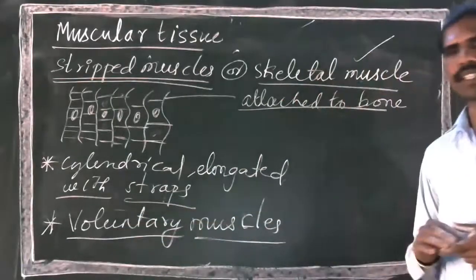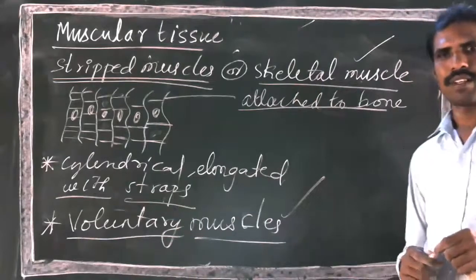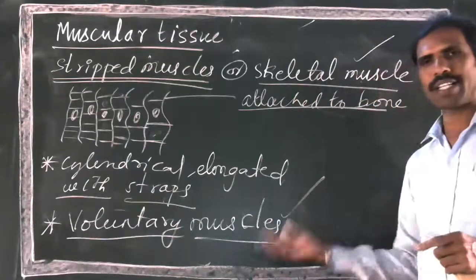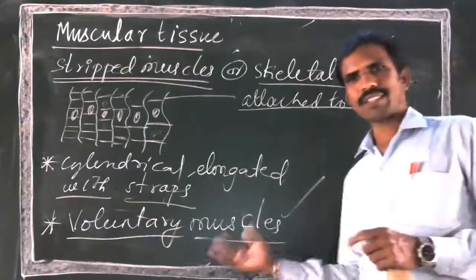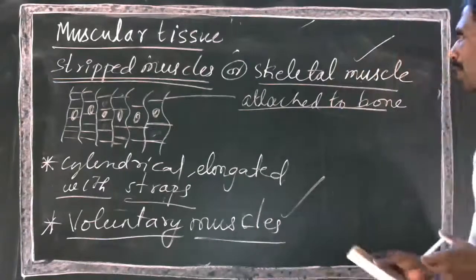So voluntary activities are those we carry out ourselves. I hope you are clear. What are voluntary activities? Walking, running, that is called voluntary activity, which is in our control. I hope you understood this.